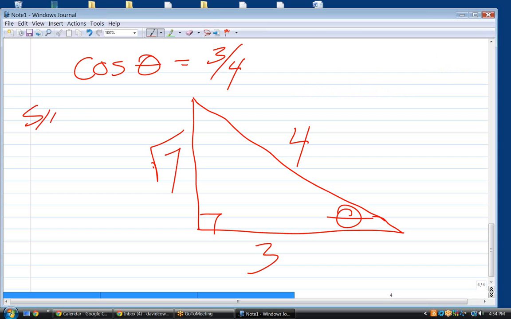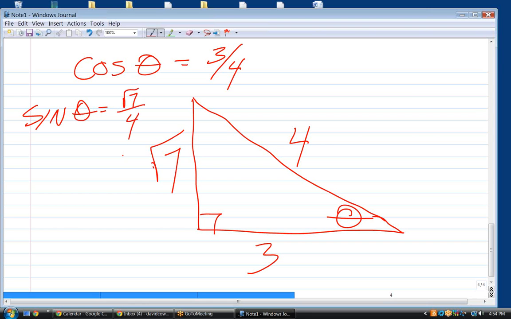What did they want? The sine of theta? Find the possible values of sine of theta. Okay, what is it? Square root of 7 over 4.